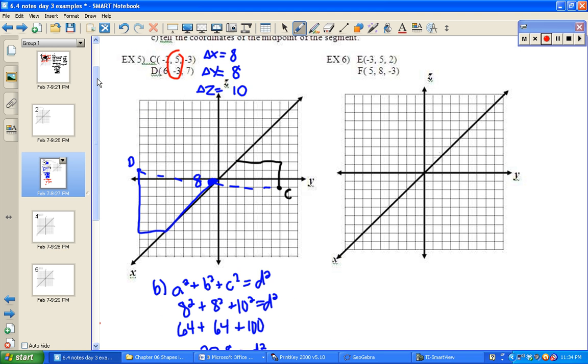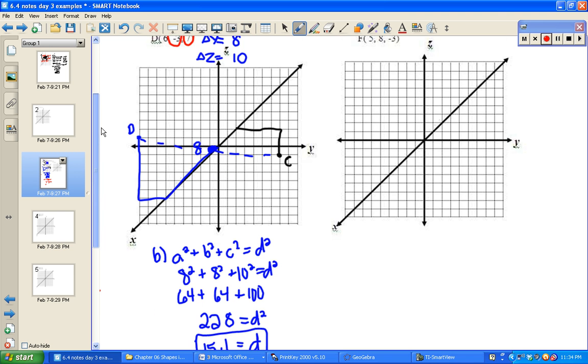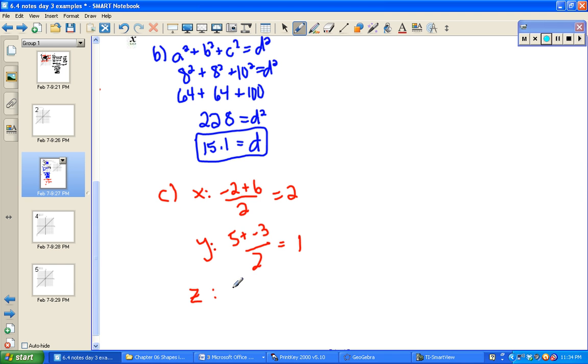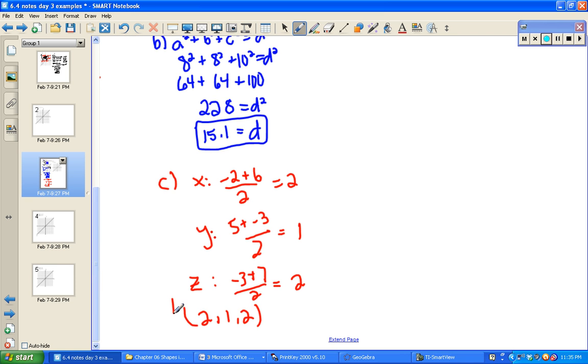And then lastly, for z, let's go up here and take a peek at it. Z is -3 and 7. So we'd add those two up and divide it by 2. That's 4 divided by 2 is 2. So our midpoint is 2, 1, 2. That is our midpoint. So let me put a box around that. That's our answer here.